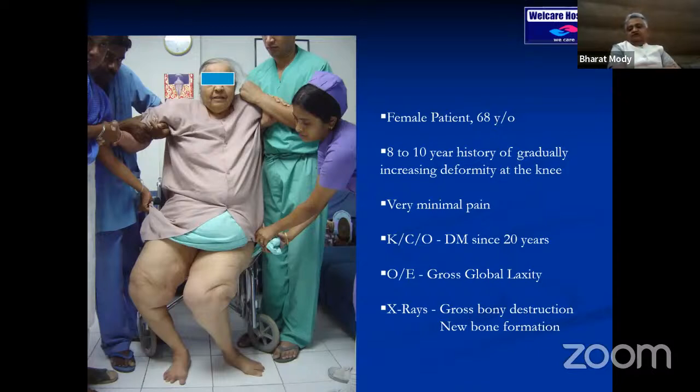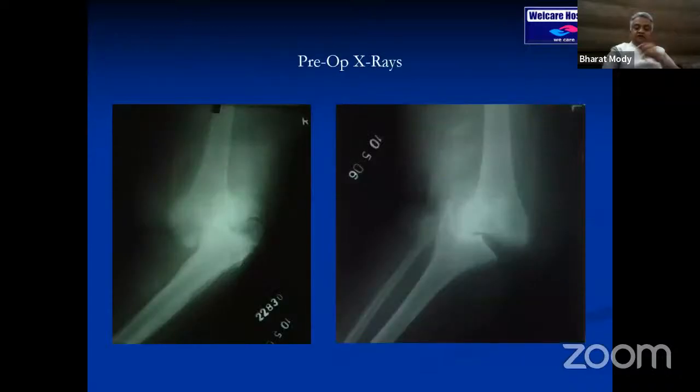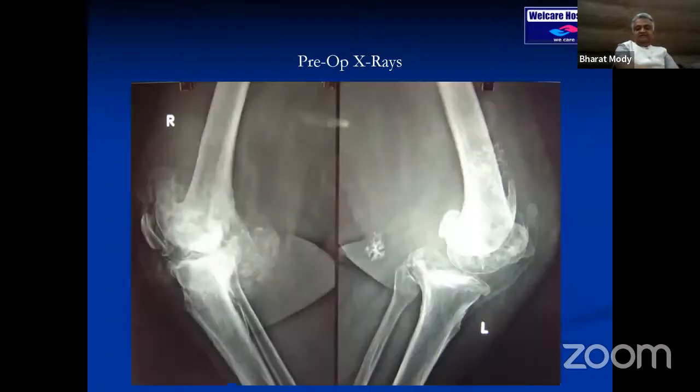So here was a patient of 68 years old, with an 8 to 10 year history of gradually increasing deformity at the knee, very minimal pain, a known case of diabetes. So basically, she was probably a victim of diabetic neuropathy, resulting in the Charcot joint type of problem. You can see the plain sight here shows you gross global laxity. The X-ray showed gross bony destruction as well as new bone formation, which is again a hallmark of this. And you can see how grossly and globally lax the knees were, along with this hypertrophic bone formation going around the entire joint capsule.